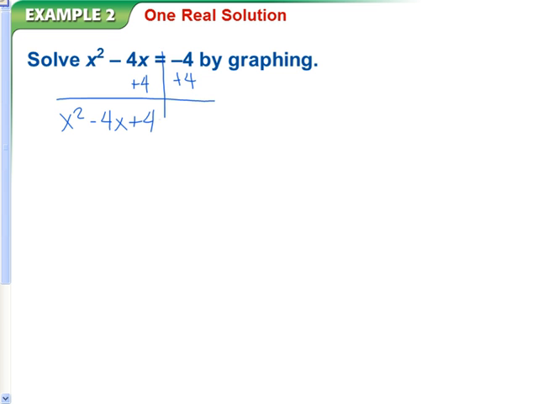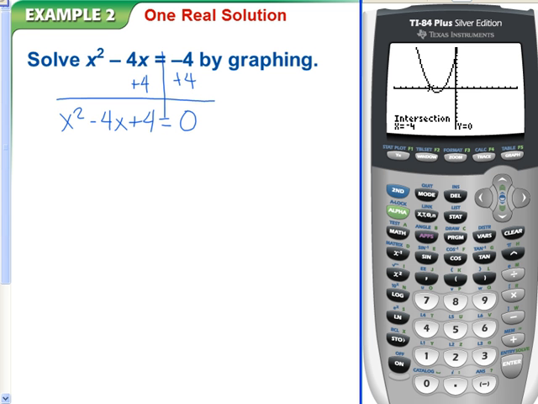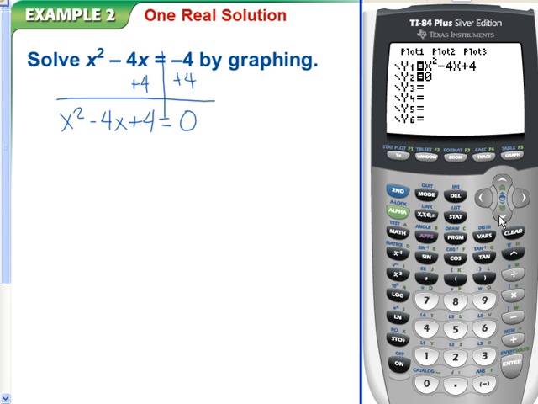The second reason that it's a good idea is because sometimes we have a -4 there, but sometimes that number will be greater than 10 or less than -10. And that way then it's not going to show up on our window. If we just get it into the standard form where it equals 0, it will always fit on our graph. Okay, x squared minus 4x plus 4 equals 0 again. Okay, press graph.